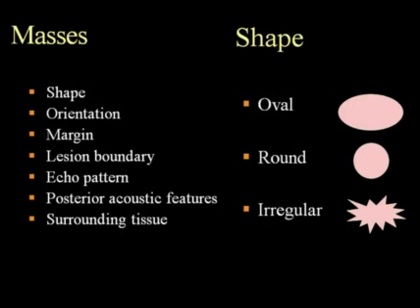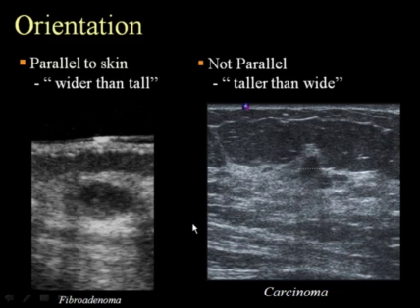Now for the masses, when we describe them, we can describe the shape, which may be oval, round, or irregular, the orientation, whether it's parallel or perpendicular to the chest wall, the margins of the mass, the lesion boundary, the echo pattern, posterior acoustic features, and the surrounding breast tissue.